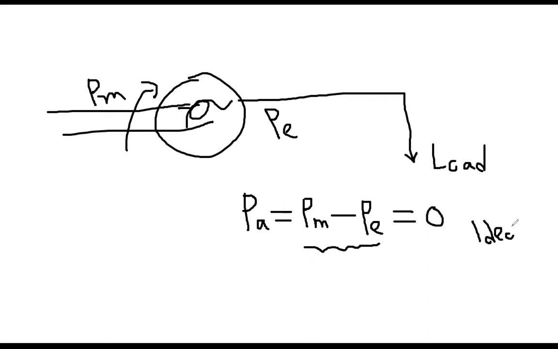That is not in real practice, that is the ideal condition. Meaning that I am not considering any losses of the generator, like stator loss, copper loss, hysteresis loss, friction loss. I am assuming all losses are constant. My input power that is coming from the prime mover is equal to the electrical power.